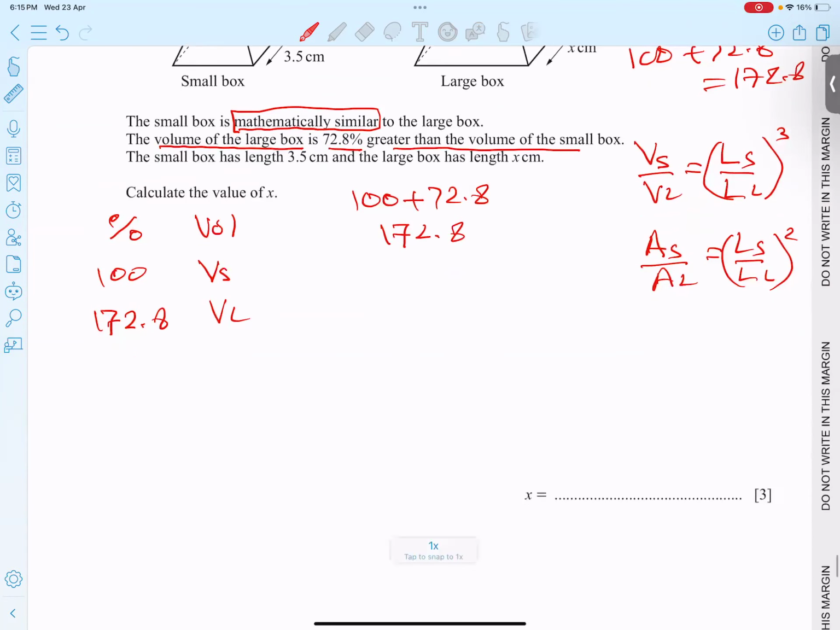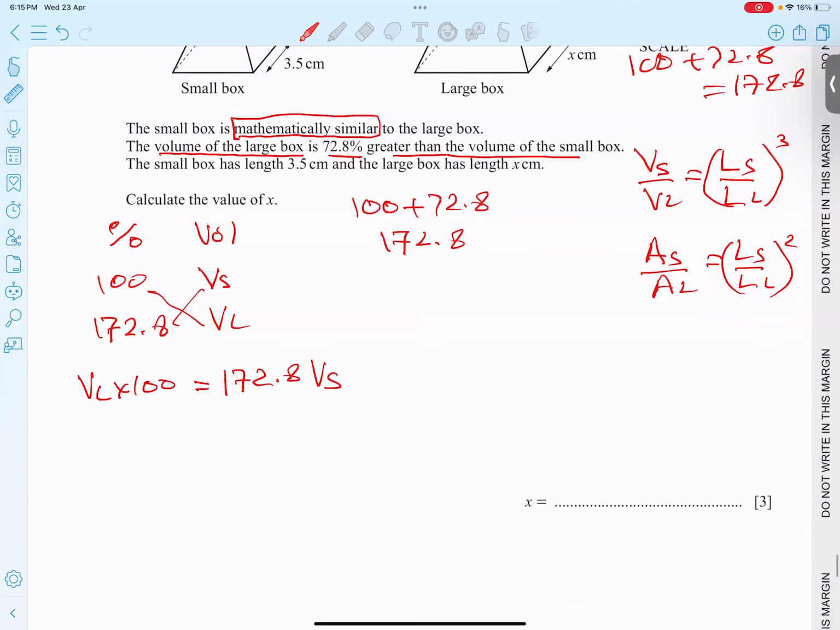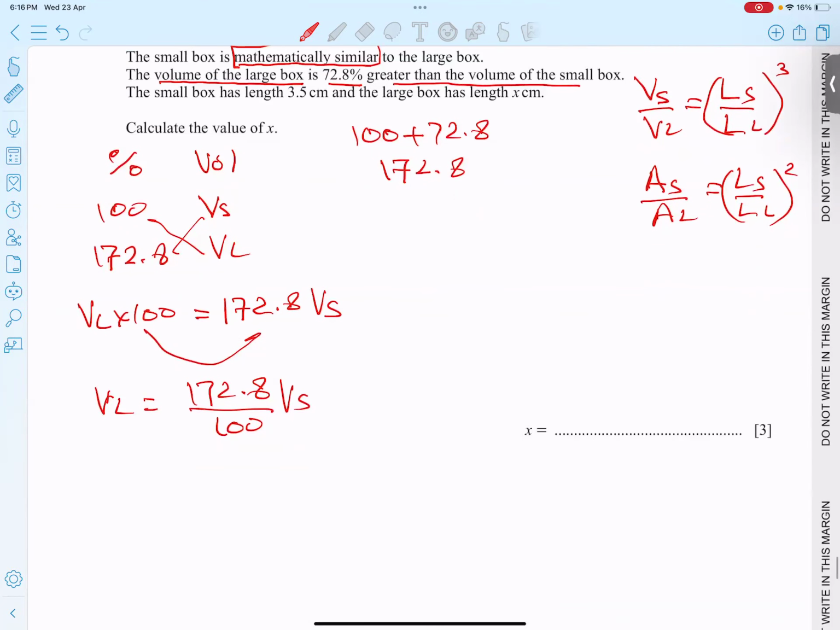Now cross multiply. So I'm getting VL equal to 172.8 times VS over 100. This 100 will go down. When 100 goes down, students, the volume of large will turn out to be 172.8 over 100 times VS. Due to 100, 2 decimal jumps, and it will become volume of large 1.728 of VS.